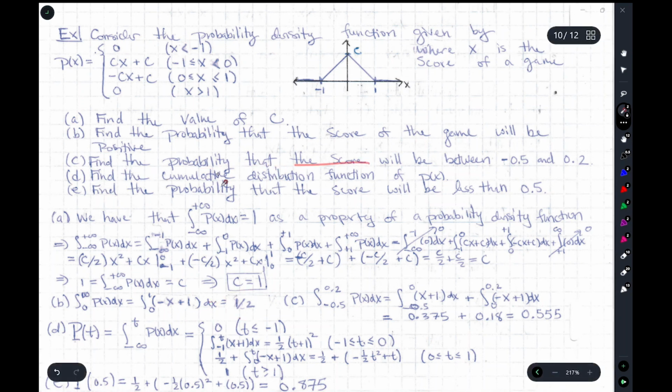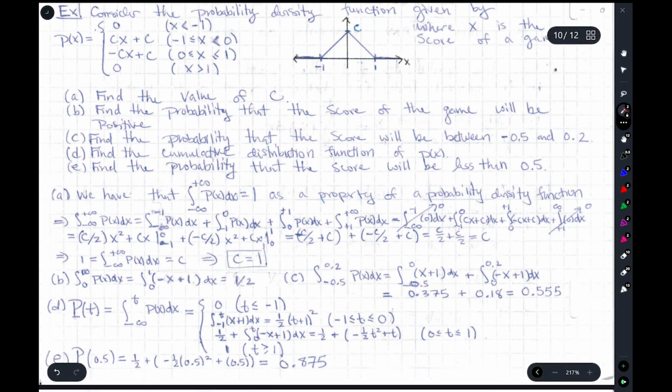We want to find the probability that the score will be between minus 0.5 and 0.2. Again, we take the probability density and integrate it from minus 0.5 to 0.2. This is a piecewise function, so we have to change the function. When we're integrating the negative values, we use that function there. When we're integrating the positive values, we use negative x plus 1. And we find that it's 0.555 when we carry out those integrations.